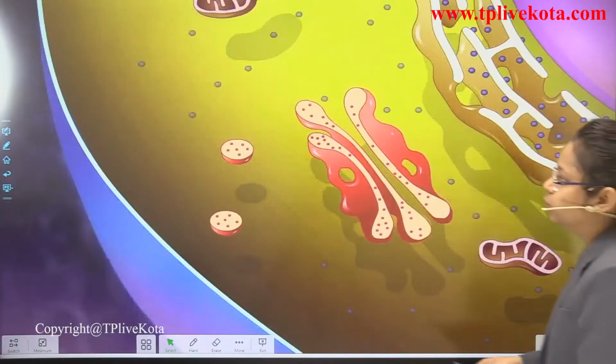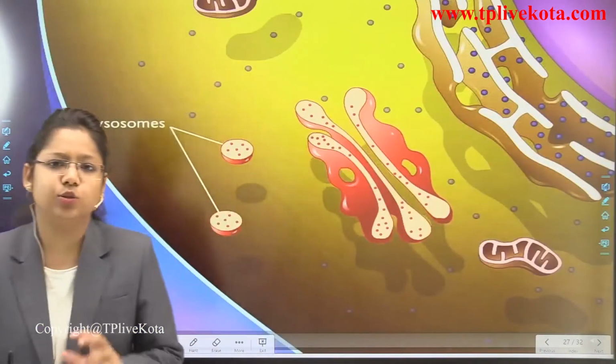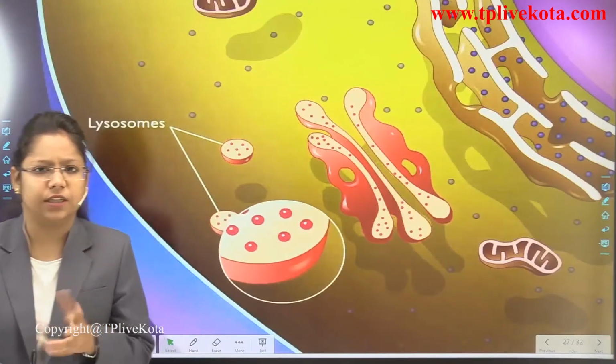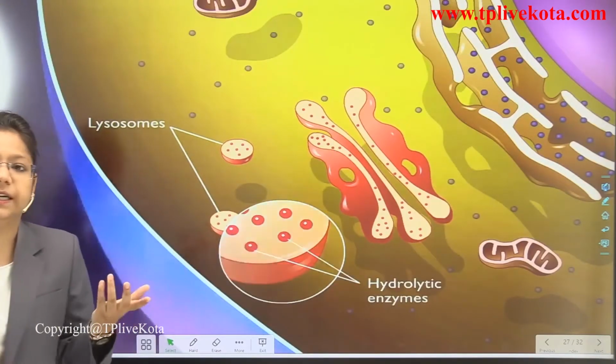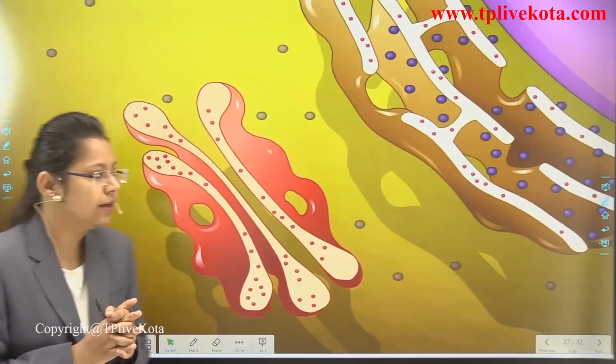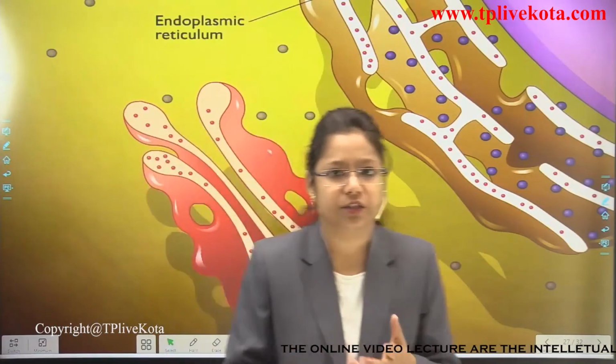Moving on towards the next part, the lysosome. If we talk about the lysosome, what is it? It is a small structure which does not have a fixed shape. These lysosomes usually contain hydrolytic enzymes. I told you about this in past lectures. So, what are the functions of hydrolytic enzymes?